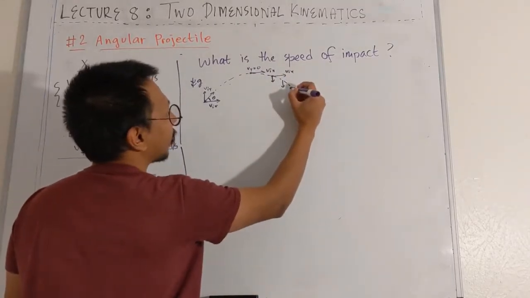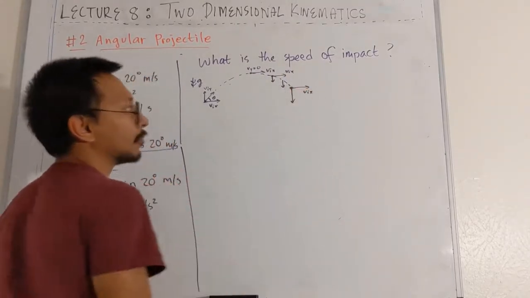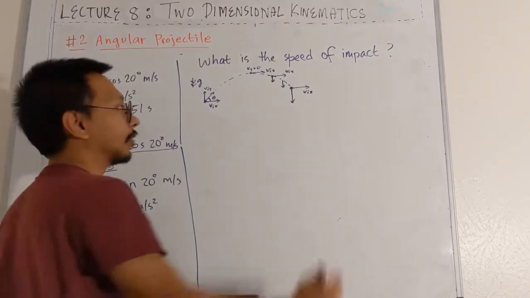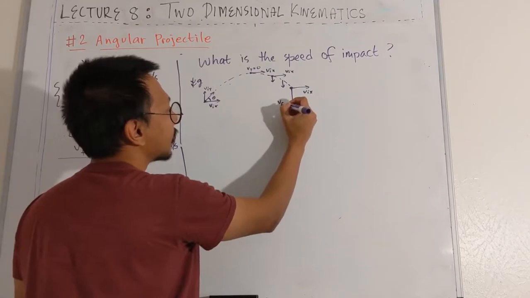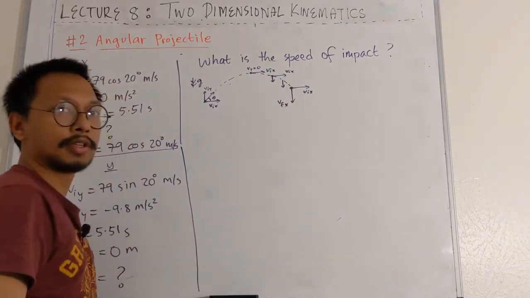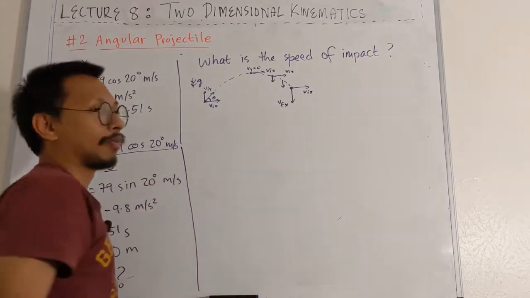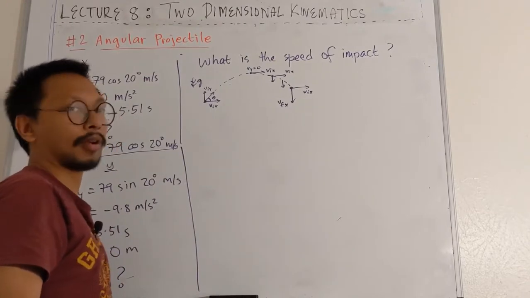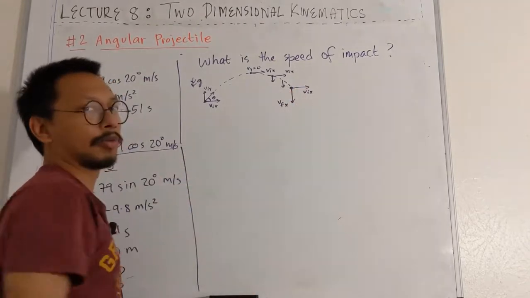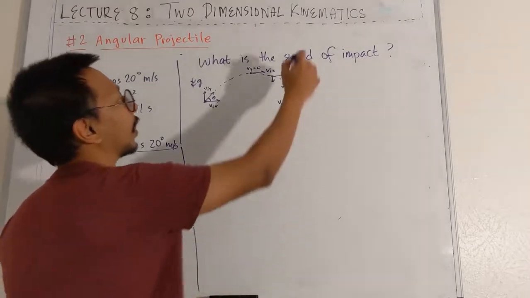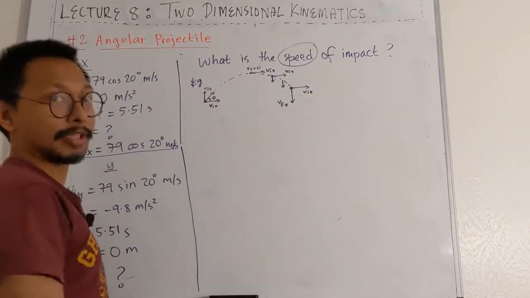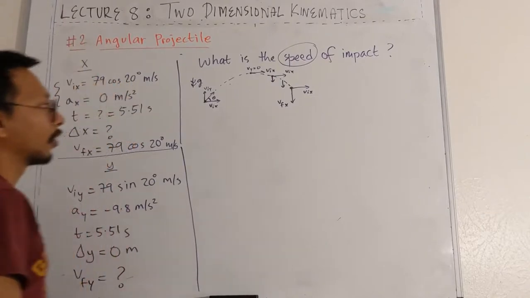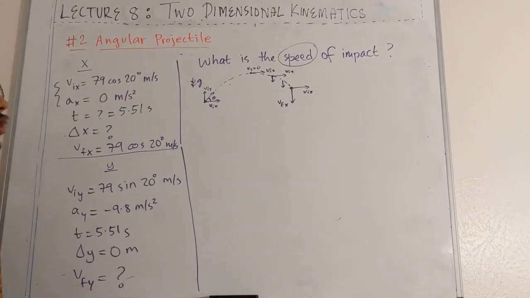So at the end point, just before it hits the ground, it will reach its highest velocity, since it will have its highest y component while the x component will remain the same. We want to find the speed of impact. The terminology is important, the speed, not the velocity. Okay, so how do we go about doing that?